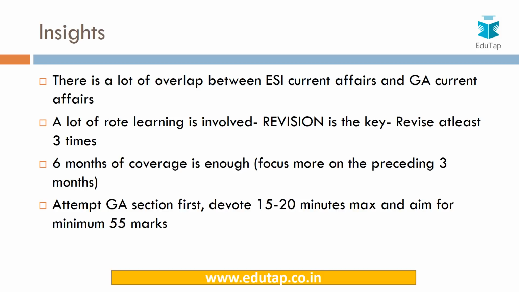We need to revise as many times as we can and at least 3 times. Like we saw, there were a lot of headquarters which need to be kept in mind. There is no concept involved, but we need to memorize those answers. Next, 6 months of coverage is enough and we should focus on the preceding 3 months of the RBI Grade B examination. Now we need to attempt the GA section first when we start a paper, and this is a section which will give you maximum marks in minimum time. So just devote 15 to 20 minutes of your time for this section and aim for 55 good marks.